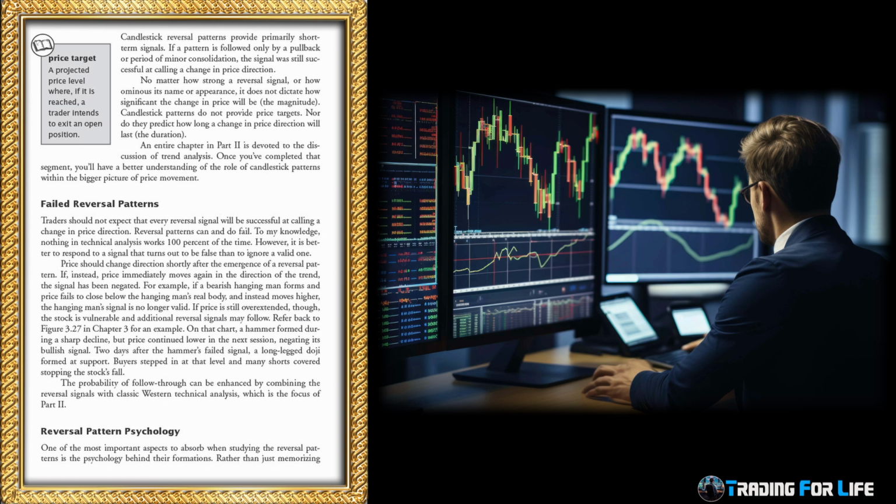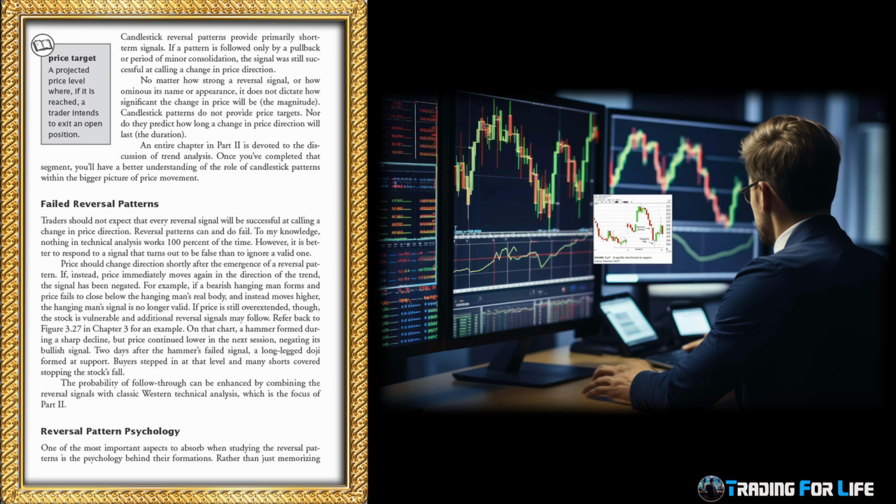If instead, price immediately moves again in the direction of the trend, the signal has been negated. For example, if a bearish hanging man forms and price fails to close below the hanging man's real body and instead moves higher, the hanging man signal is no longer valid. If price is still overextended though, the stock is vulnerable and additional reversal signals may follow.